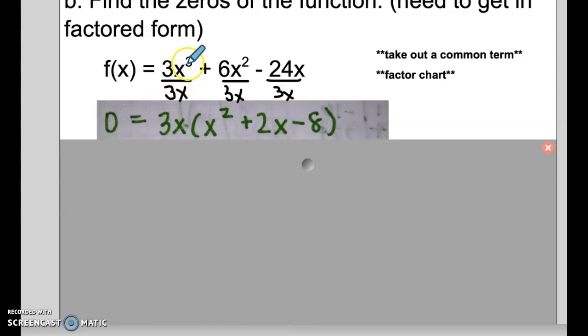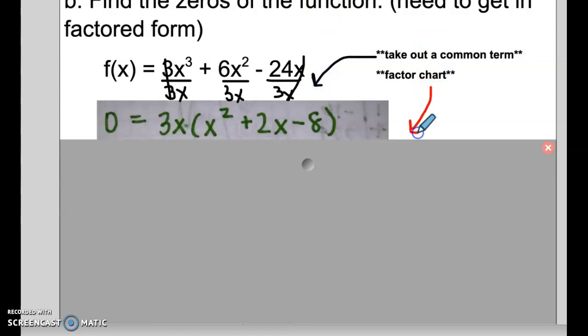So 3x cubed divided by 3x. The 3's cancel. I'll be left with x squared, right? There's 3 and 1. There'll be 2 left over. 6 divided by 3 is going to give me 2. X squared over x will leave me with 1x. 24x divided by 3x will leave me with 8. Those x's cancel. 24 divided by 3. And now, so that was this step, and now we have to make that factor chart.